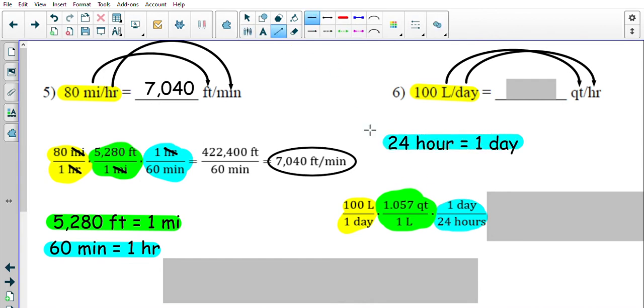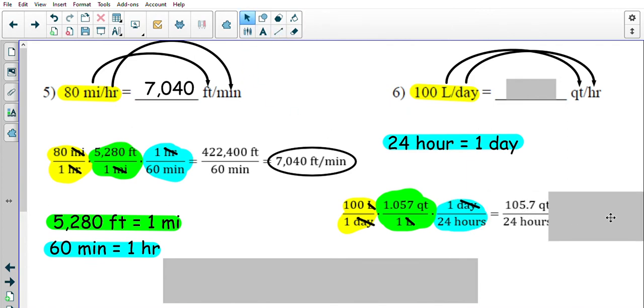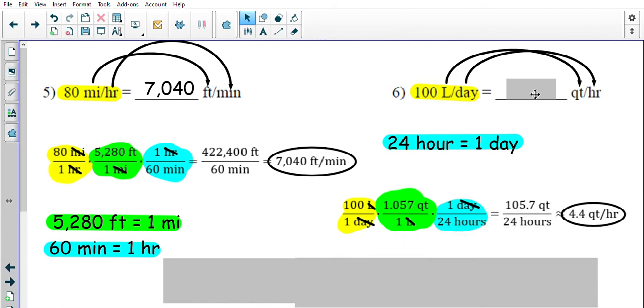So here we can get rid of our liters and liters. Our days and days, and we're left with quarts per hour, which is exactly what we want. So we take 100 times 1.057, which is 105.7 quarts. On the bottom, we have 24 hours left. When we take 105.7 divided by 24, we get about 4.4 quarts per hour.